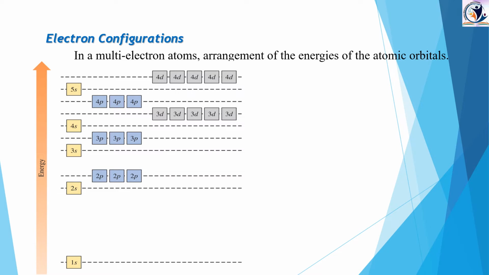In multi-electron atoms, consider the arrangement of the energies of the atomic orbitals. Suppose only one electron is present, then it is more than enough to discuss only the 1s orbital. But suppose there are so many electrons, for example 20 electrons or 18 electrons or 32 electrons. Maybe in our periodic table you have seen the 118 elements, right? 118 elements, in the sense its atomic number is 118. Then these 118 electrons, how to represent them? How to arrange them in different orbitals?